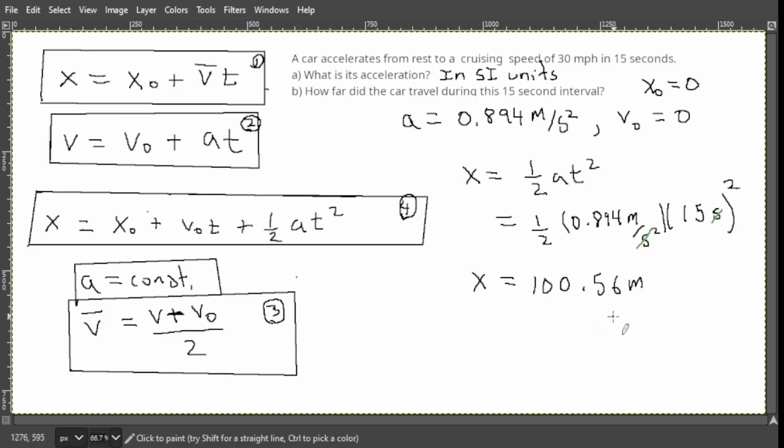That's a little more than a football field length that we went in 15 seconds, accelerating to 30 miles per hour. Is there another way we could have come up with the answer? Look over here. Car accelerates from rest to a cruising speed of 30 miles per hour in 15 seconds. So what would the average velocity be in that case? Remember, the initial velocity is 0.